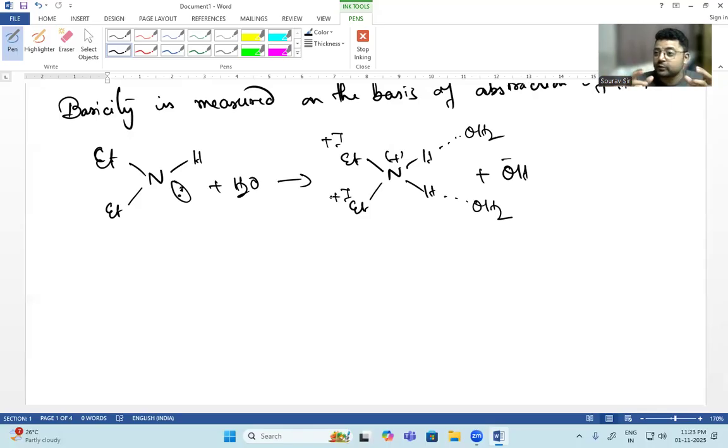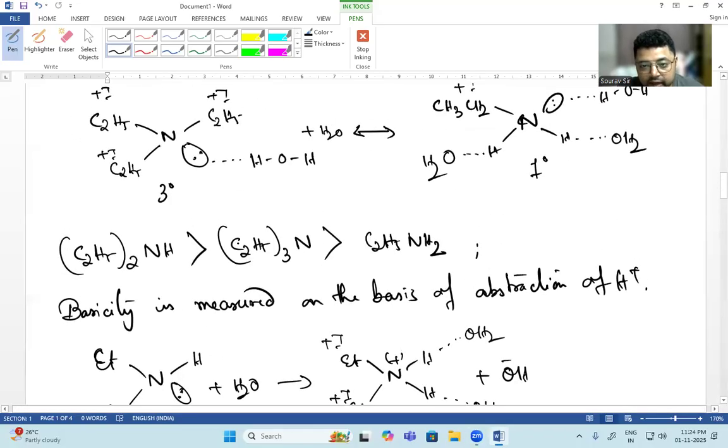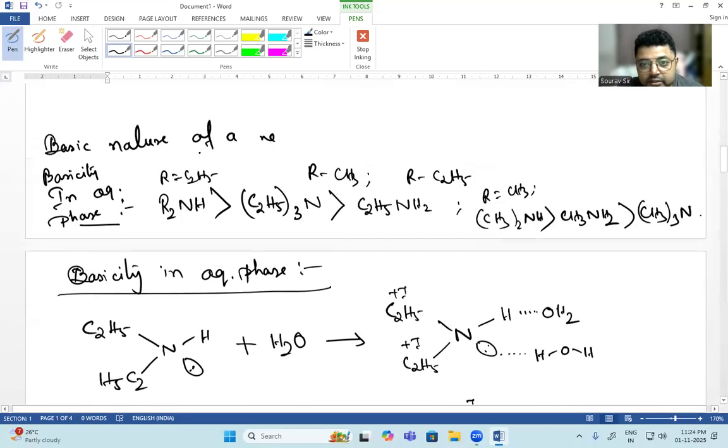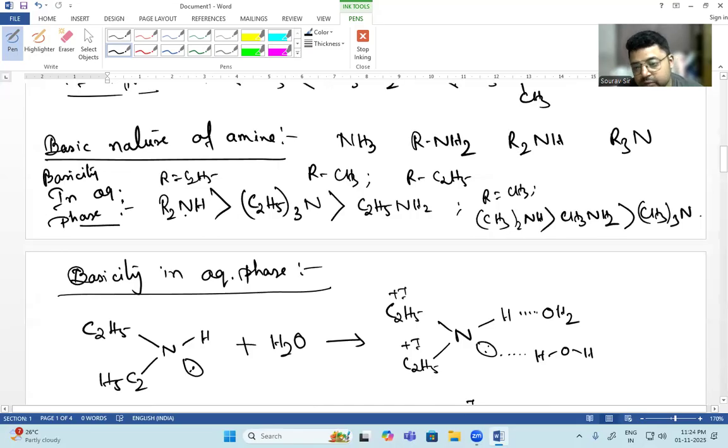So the plus I effect of ethyl dominates over the hydrogen bonding produced by a 3-degree ethylamine, or triethylamine, compared to trimethylamine. That is why I have written here that if R is ethyl, then the 2-degree amine will be higher, followed by the 3-degree amine, then the 1-degree amine. If it is methyl, the 2-degree amine will have higher basicity than the 1-degree amine, and it will have higher basicity than the 3-degree amine. Understood?